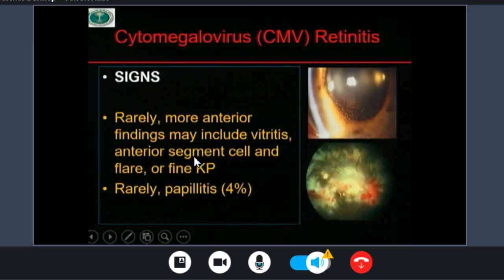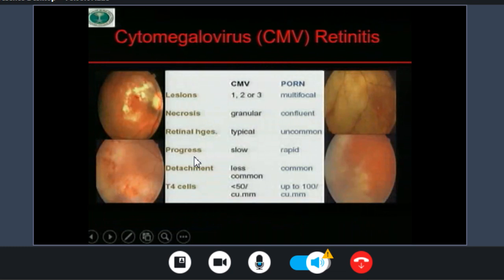Rarely, more anterior findings may be included, especially in long-standing disease, and that could be associated with vitritis and fine KPs. Papillitis could be found in 4% of patients. Looking for the difference between CMV and BOR, usually the lesion is 1 to 3 foci in CMV, while in BOR it is usually multifocal, with necrosis usually granular in CMV, while convergent in cases of BOR.